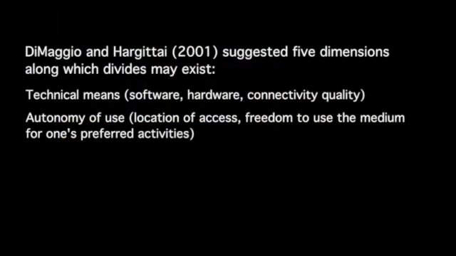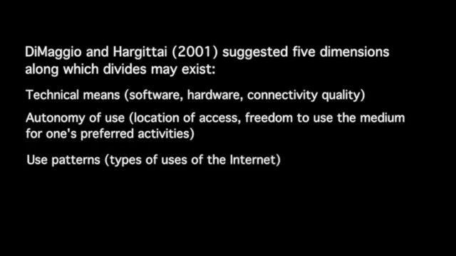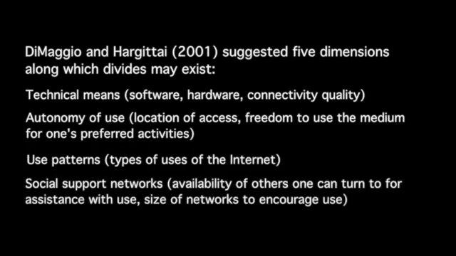Then comes autonomy of location, location of access, freedom to use the medium for one's preferred activities. So if, for example, I actually want to get online to play games, is there something wrong about it? But you know what? If you look at many organizations, they actually don't give you access to it. So it's a question of use pattern, type of uses of the internet: what are we using it for? Then social support network, availability of others one can turn to for assistance with use.